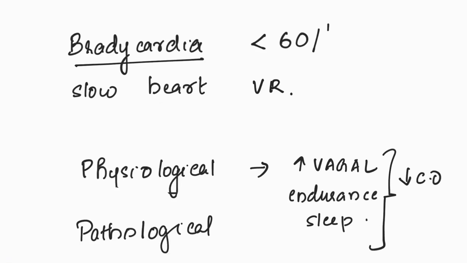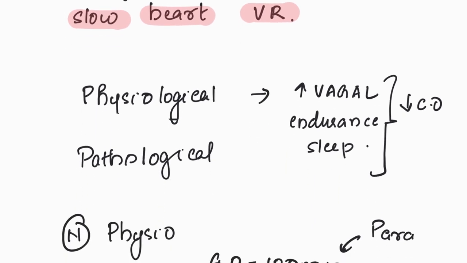Hi, let us discuss bradycardia today. Bradycardia means slow heart, which means the ventricular rate is less than 60 beats per minute. Bradycardia can be physiological or pathological.